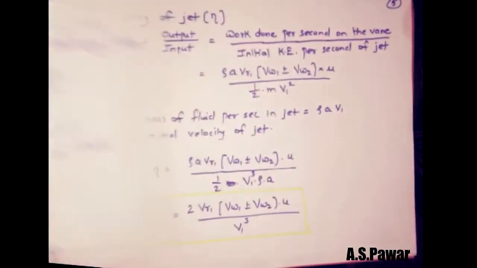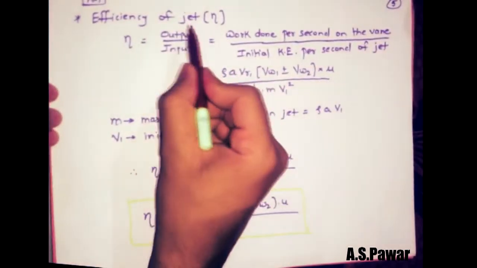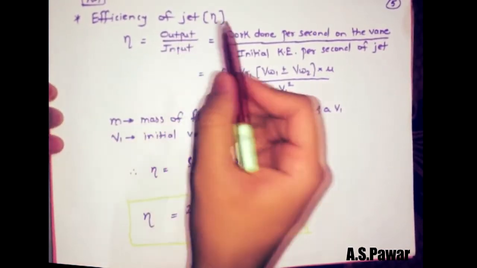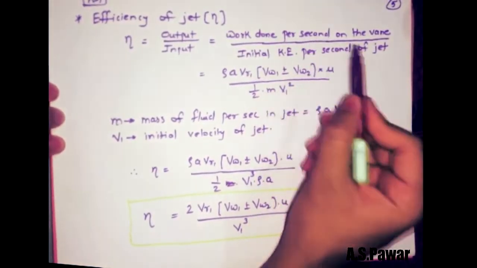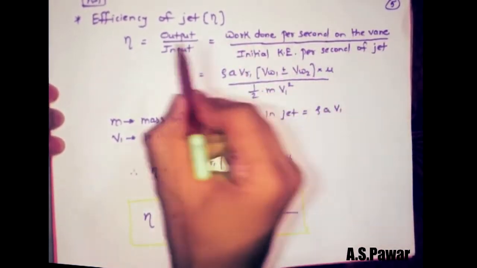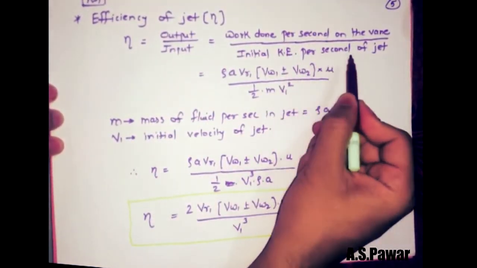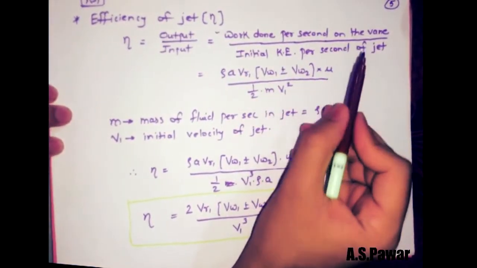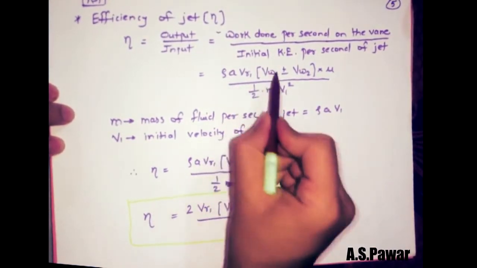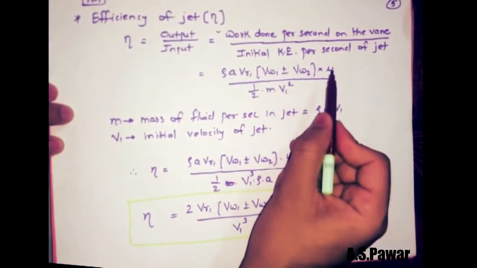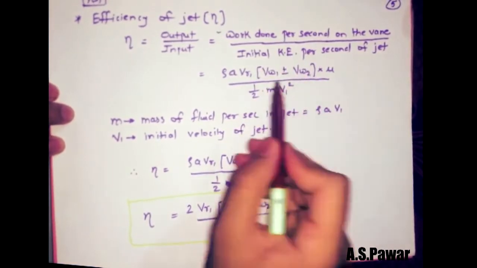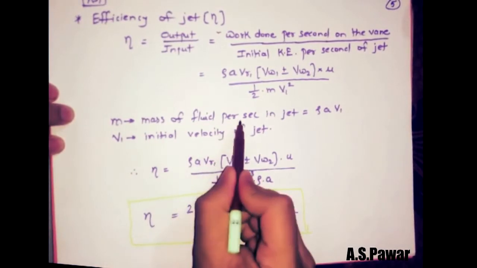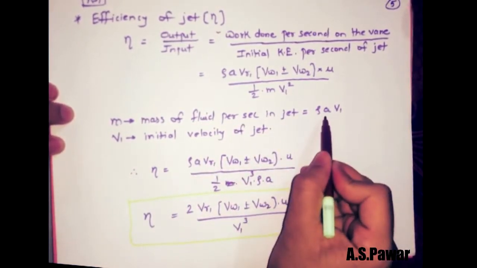Now last thing, how to find the efficiency of the jet. We know that efficiency is equal to output divided by input. In this case, output is the work done per second on the vane, and input is the initial kinetic energy per second of the jet. We have already found the work done per second on the vane: rho a vr1 (vw1 plus or minus vw2) into small u. Now initial kinetic energy is half into mass into velocity squared.